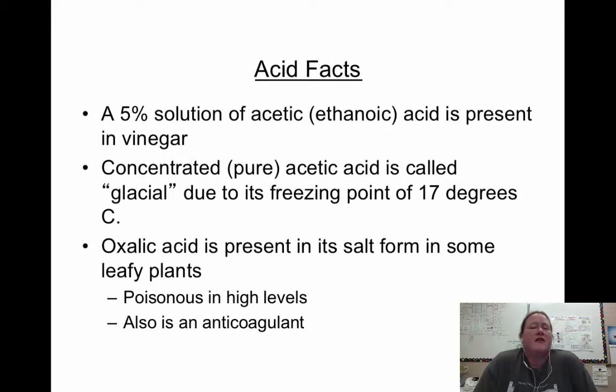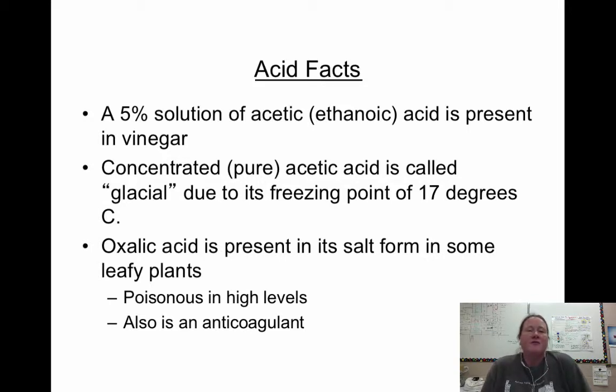So this is just some facts about carboxylic acids. Acetic acid is present in vinegar, so most of the vinegars that you get over the counter are a 5% solution of acetic acid. When we have pure acetic acid, it's called glacial acetic acid because of its freezing point being at 17 degrees Celsius. When you use glacial acetic acid, it has an extremely strong vinegary smell, as you might be able to imagine.